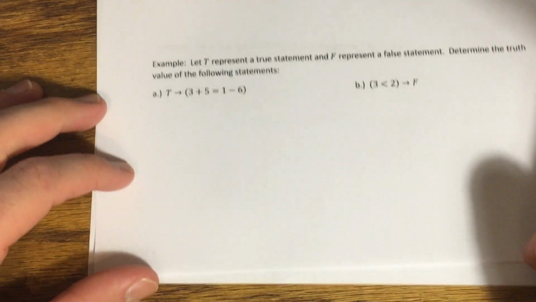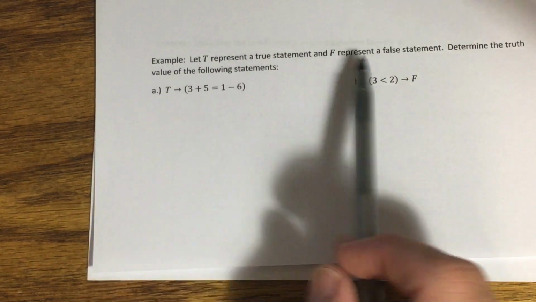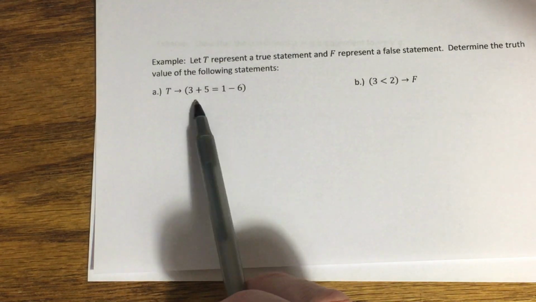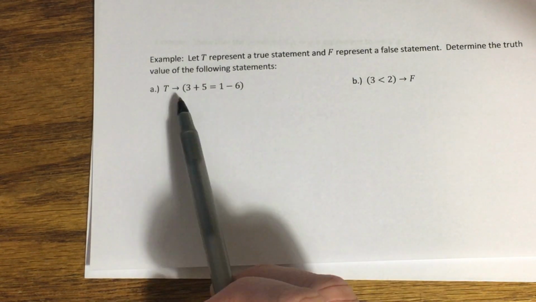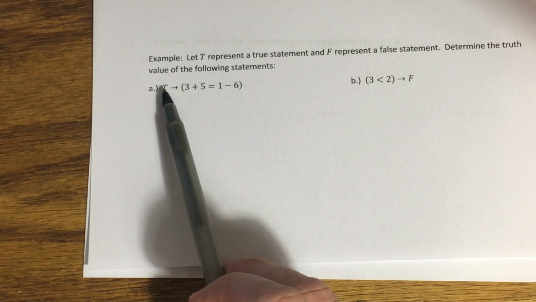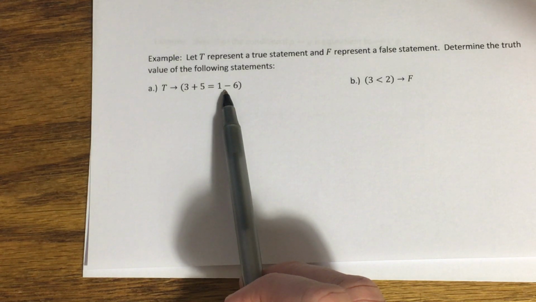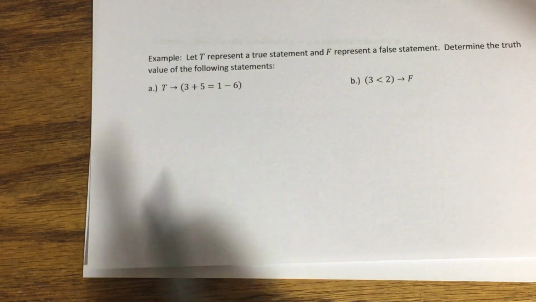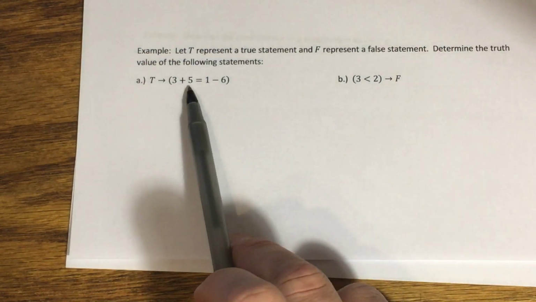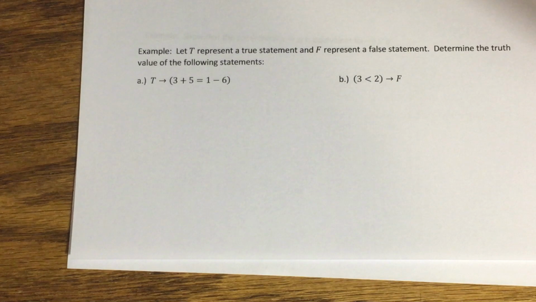Here's a couple more examples. This time we're going to let T represent just any true statement, F represent any false statement, and we want to determine the truth value of these two examples here. So notice this is a conditional. I have the symbol for a conditional, but now I have T representing a true statement, and then an actual mathematical statement on the right that I can determine its truth value for. So 3 plus 5 equals 1 minus 6. Is that a true mathematical statement or is it a false statement?